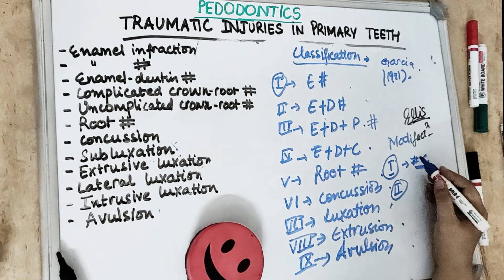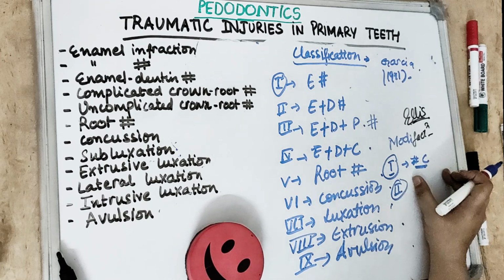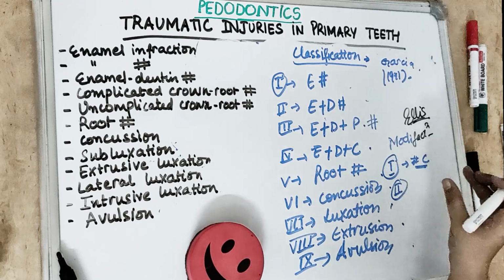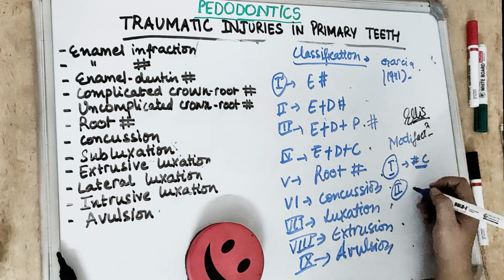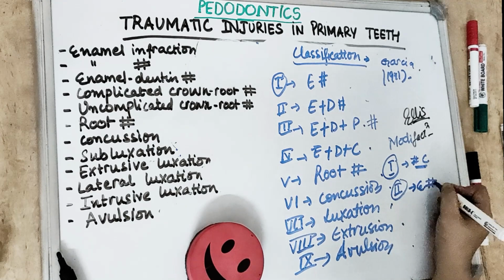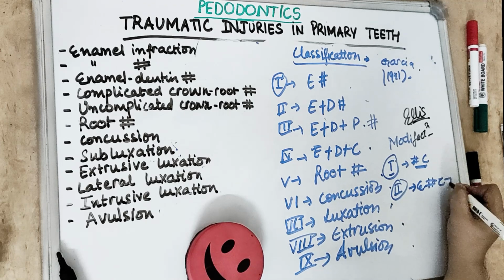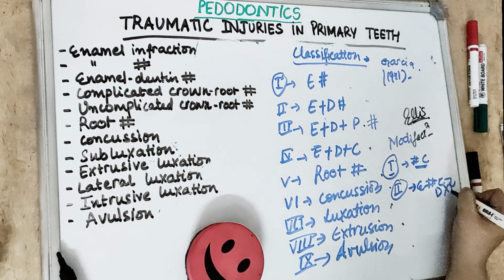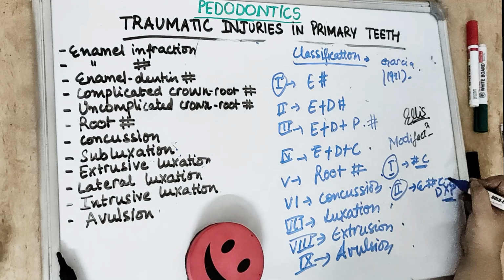Now, class 1 is when there is a simple fracture of the crown, with little or no involvement of the dentin. Class 2 is when there is an extensive fracture of the crown which involves the dentin but not the pulp. The pulp is not involved; there is fracture of the enamel plus dentin.